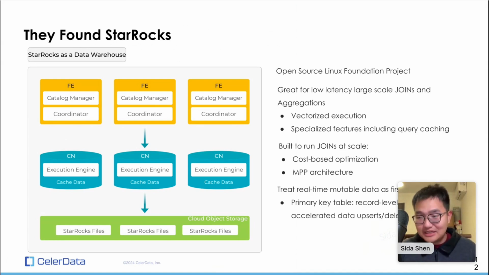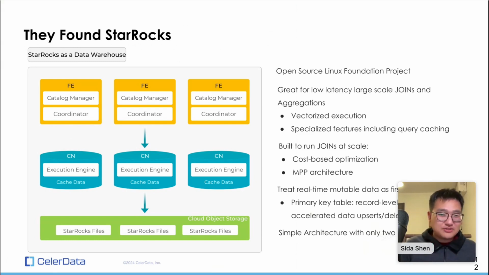And it treats real-time mutable data as a first-class citizen. It has a primary key table. It uses a record-level index to accelerate data upserts and deletes, not like those merge-on-read approaches. So this actually does not impact query performance at all when you're trying to do real-time data upserts, let's say with sub-10-second data freshness. It also has a very simple architecture with only two kinds of processes, so it scales automatically as well.